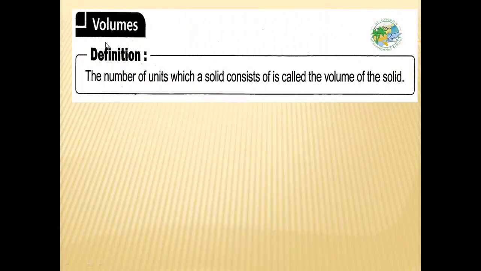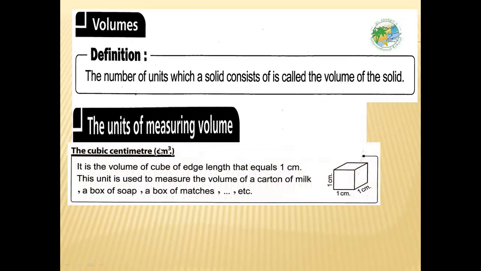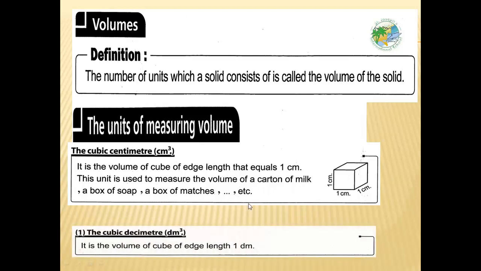Now, what is the volume? The definition of volume: the number of units which a solid consists of is called the volume of the solid. The units of measuring volume. Cubic centimeter is the volume of a cube of edge length equal to 1 centimeter. This unit is used to measure the volume of a carton of milk, a box of matches, like this.